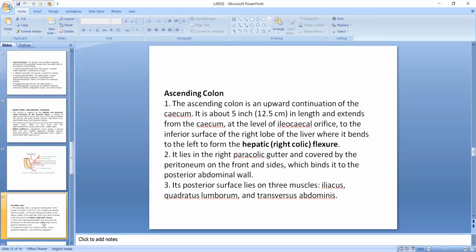Ascending colon is an upward continuation of the cecum and it is about 5 inches in length. It extends from the cecum at the level of the ileocecal orifice to the inferior surface of the right lobe of the liver, where it bends to the left to form the hepatic flexure. It lies in the right paracolic gutter and is covered by the peritoneum on the front and sides, which binds it to the posterior abdominal wall. Its posterior surface lies on three muscles: iliacus, quadratus lumborum, and transversus abdominis.